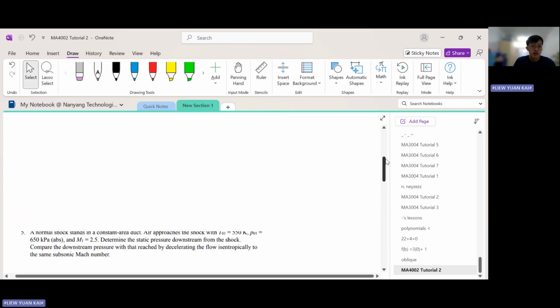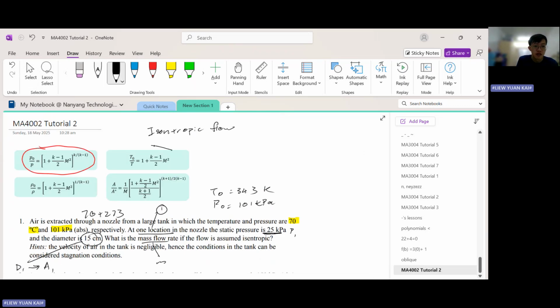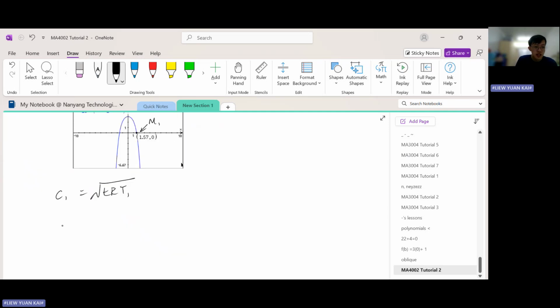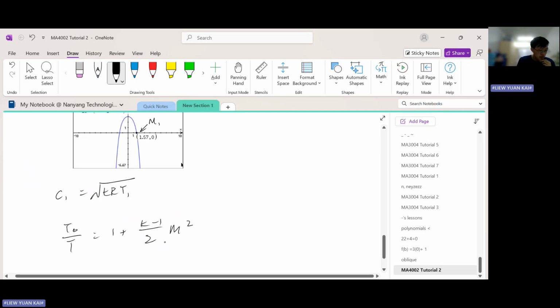How? You use the formula up here. So we're going to use this formula now. So let's copy that down and apply it to point 1. So the formula states that T naught over T is equal to 1 plus (K minus 1) over 2 M squared. So let me see if I write this up. Yeah. So because we're applying this to point 1, you label here T1 and M1.